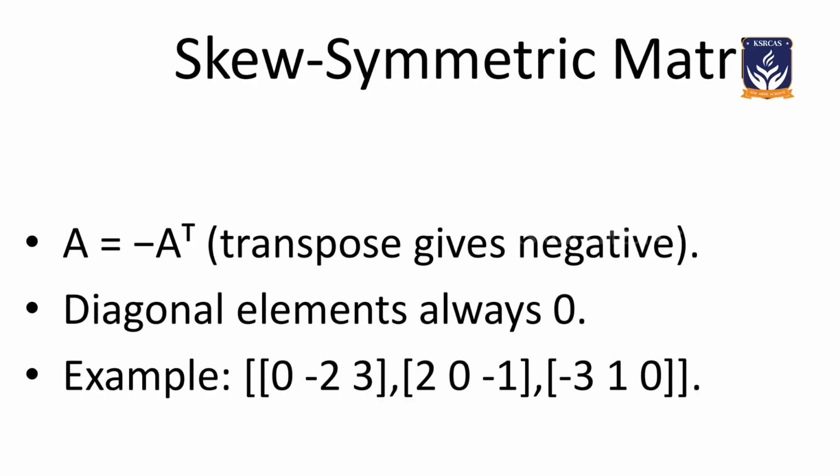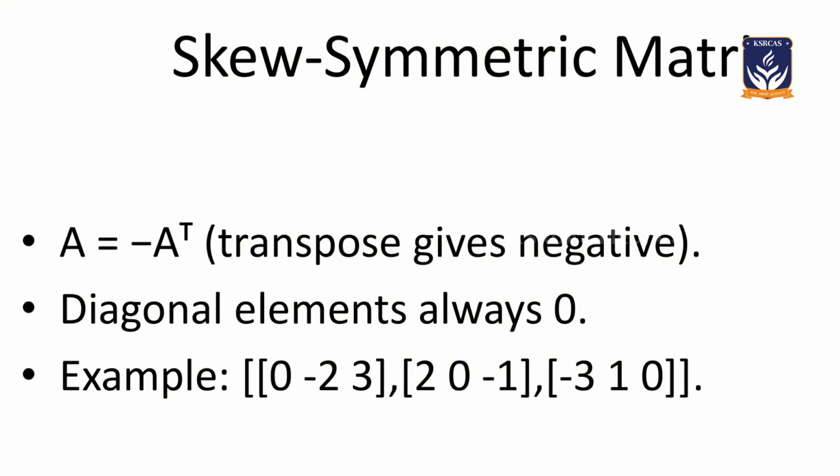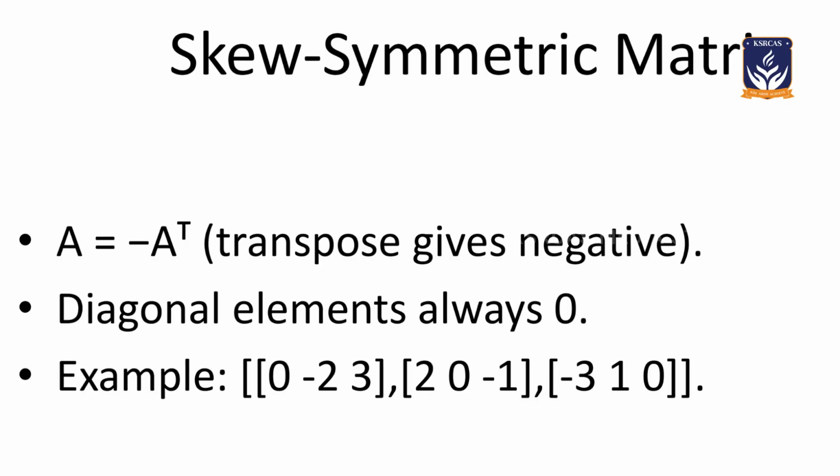Next we see skew symmetric matrix. What is meant by skew symmetric matrix? Skew symmetric matrix is nothing but Aij is equal to minus Aji.